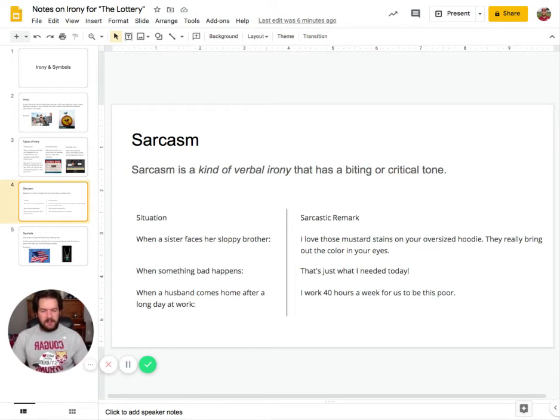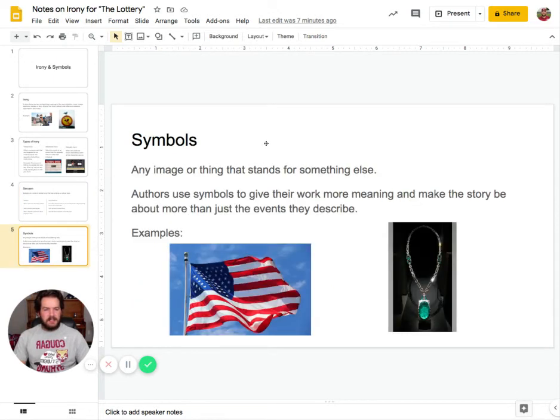I used this example earlier: when something bad happens, you say, well, that's just what I needed today. Your tone is sarcastic, and the words you say are the opposite of what you really mean. So those are examples of sarcasm. Sarcasm is tough to understand because it's really more about the way you say the words, since what you're actually saying is the opposite. But that's another way to understand irony. So that's what I put in here.